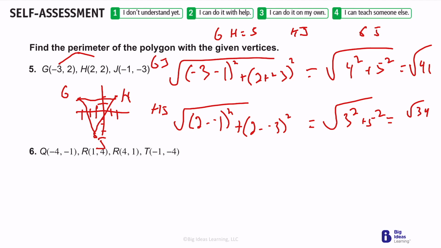So now we can find our decimals. You push your buttons and find your answers. So that's going to be 6.4 plus 5.8 plus 5. So 6.4 plus 5.8 plus 5, 17.2 units.